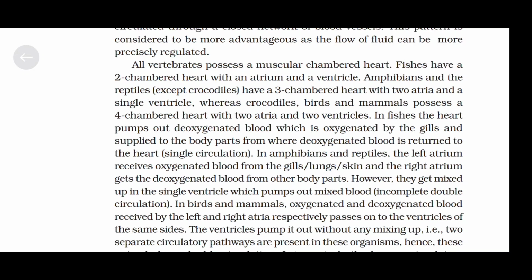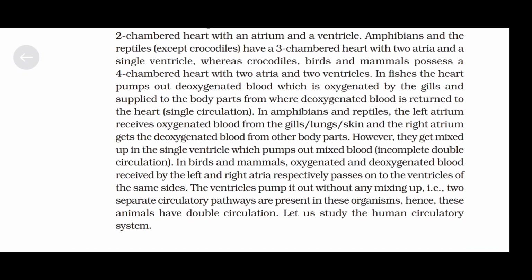In birds and mammals, oxygenated and deoxygenated blood received by the left and right atria respectively passes on to ventricles of the same size. The ventricles pump it out without any mixing up. That is, two separate circulatory pathways are present in these organisms. Hence, these animals have double circulation. Let us study the human circulatory system.